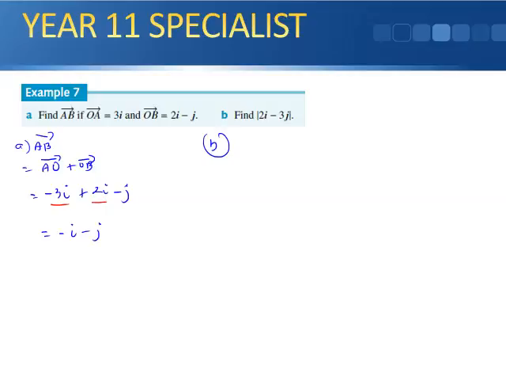Part B. The magnitude of 2i minus 3j. To find the magnitude, we're going to get x squared, which is 2 squared. We're going to get the y part, which is negative 3, square them, add them up and take the square root. So we've got the square root of 4 plus 9, which is the square root of 13. That's the magnitude.